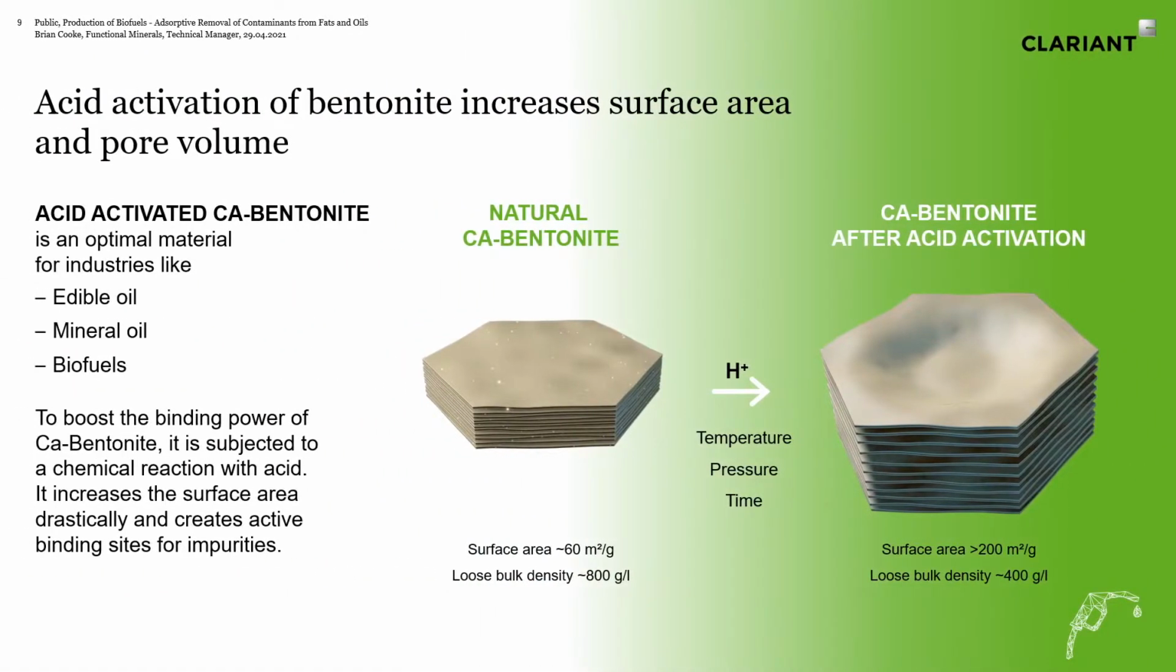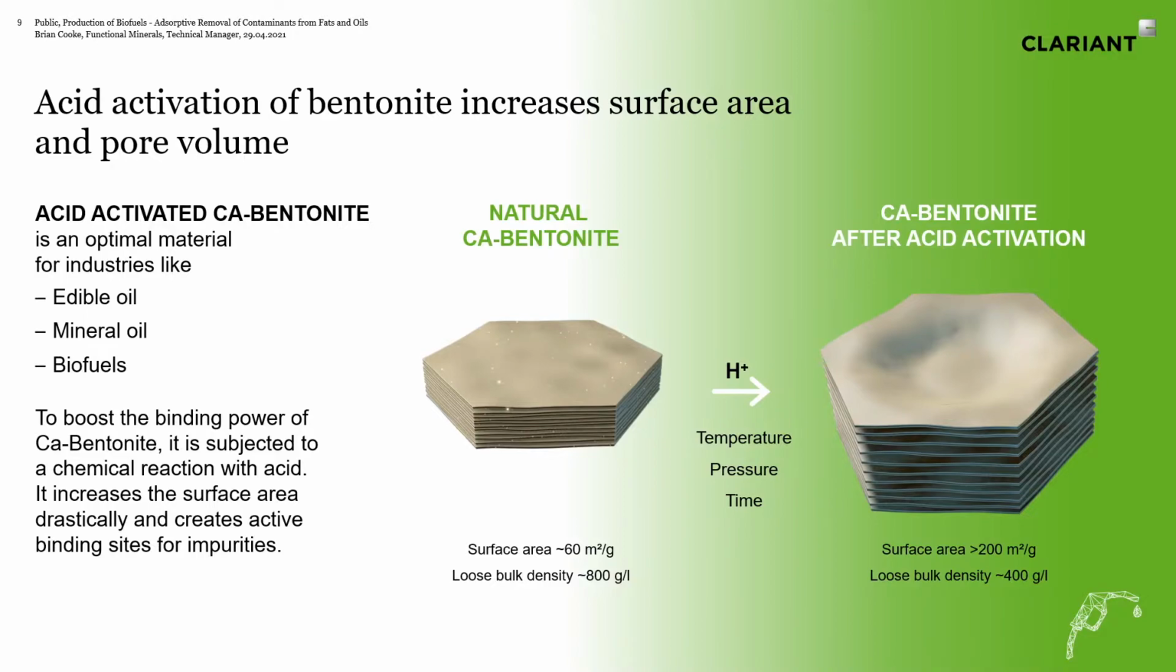bleaching clays. One of the things we want to look at is if you just dug the clay out of the ground and processed that as is, you're going to look at a surface area of about 60 square meters per gram and a bulk density of about 800 grams per liter.